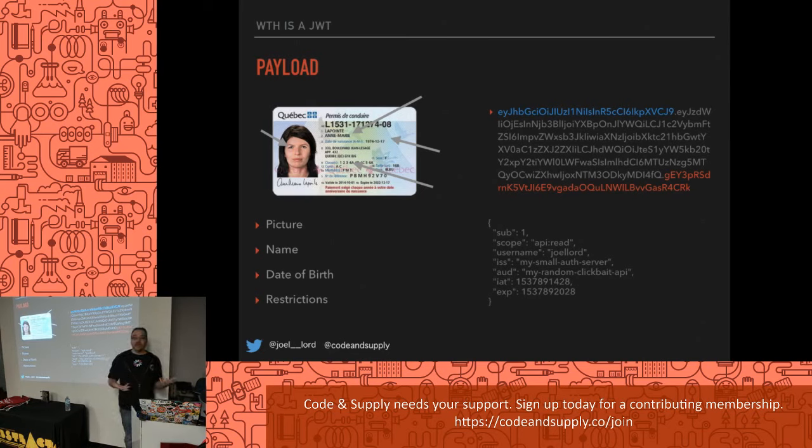aud is the audience, so it tells you who this token is meant for. There's a lot of issuers, like some services like Google OAuth services, you can use those to generate JSON Web Tokens. But if you generate a JSON Web Token, you have to make sure that the tokens that you will have on your API are meant for that API specifically and not for another one. So aud identifies the API or the audience of this JSON Web Token.